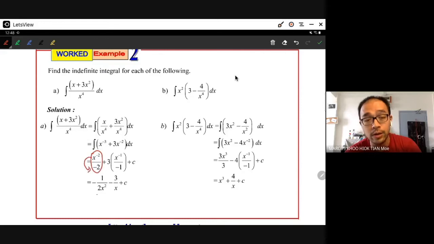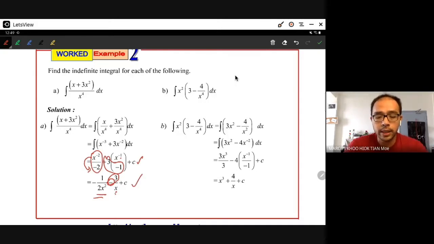Okay? So what happens is after that you can simplify this, bring the x to the power of negative 2 down, okay? Just like what we did for differentiation. Remember, final answer, you cannot have negative power. You need to bring the negative power down to its original position. Okay? 3 divided by negative 1 will give you negative 3 over here. And then the x to the power negative 1 will bring you down. Okay, and then C as always. Okay, normal.